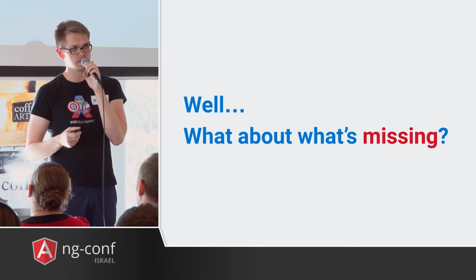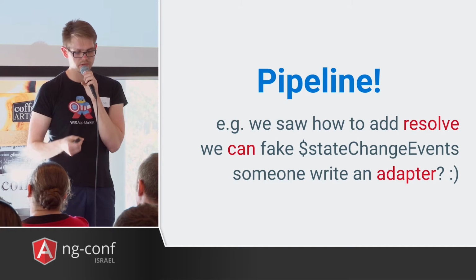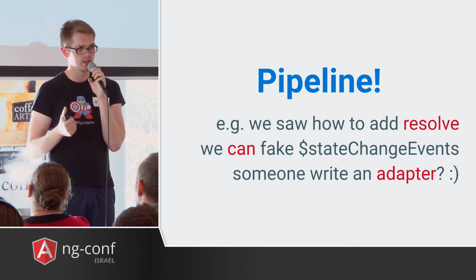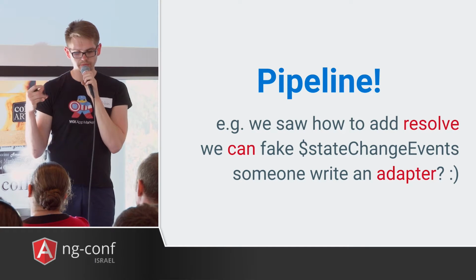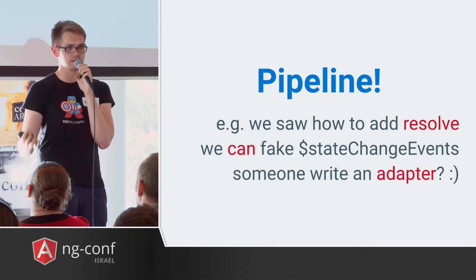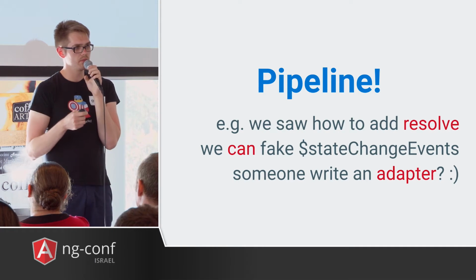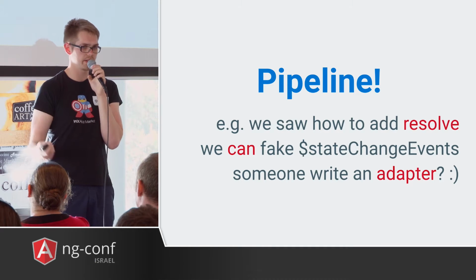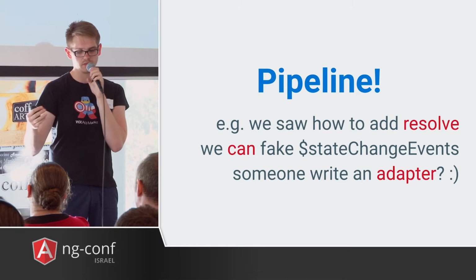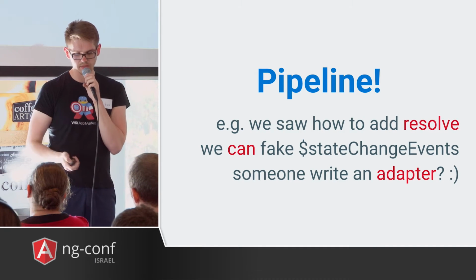What about the stuff that's missing from the component router that's in UI router? Well, the answer is the pipeline. And you saw how easy it is to add something like a resolve. We can also fake state change events. So we can add a new pipeline step that just sends the state change start and other events you want. And maybe I can imagine someone writing an actual adapter that you just plug into your pipeline, and from then on you use the new component router instead of the UI router, which is kind of cool.